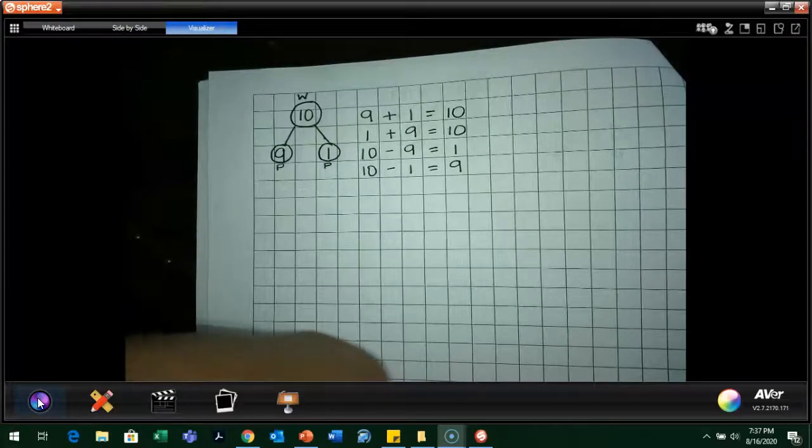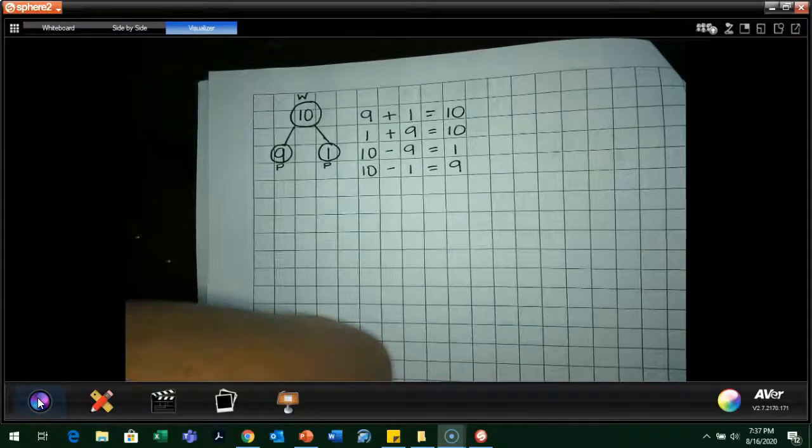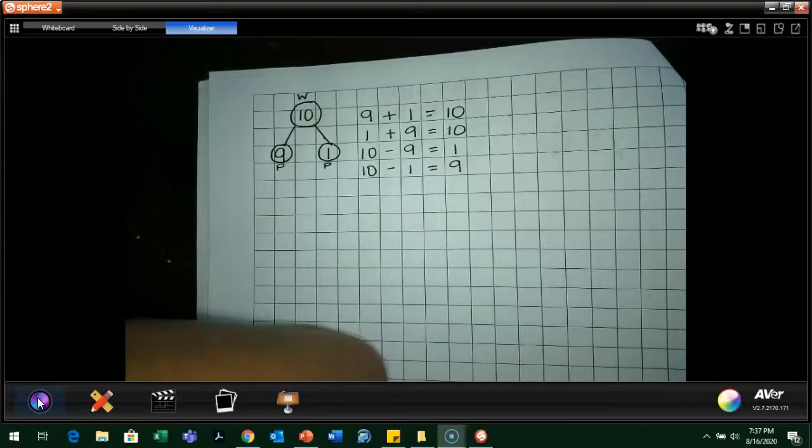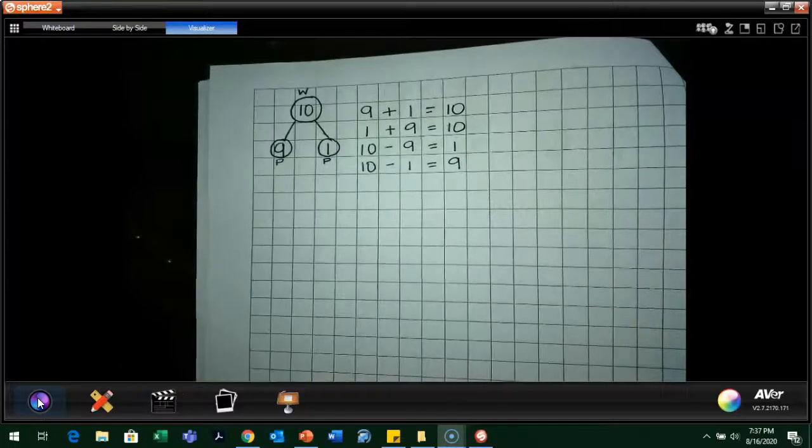Boys and girls, tell me, how many number sentences does each fact family have? Get ready. Yes, 4. And remember, tell me, how many of those are addition? Yes, 2. And how many of those are subtraction? Yes, 2. Kiss your brain.